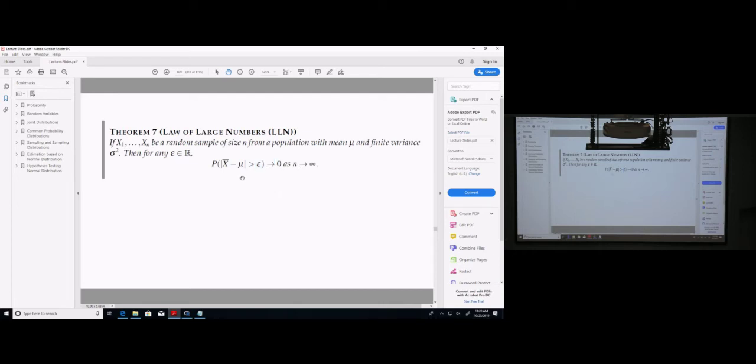All right? This is only a qualitative statement. I mean, of course, this is difficult. This result is due to Chebyshev. All right. So this is the weak law of large numbers.